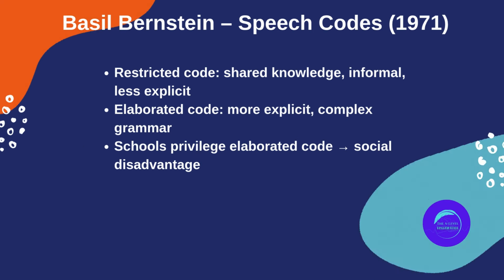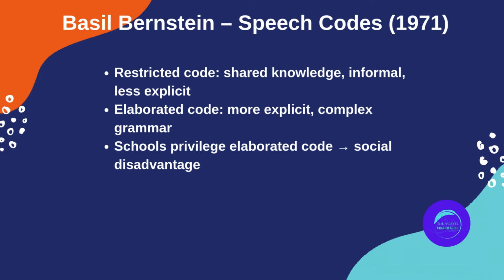Basil Bernstein proposed 2 speech codes, restricted and elaborated. Restricted code is more common in working-class families. It relies on shared knowledge, fewer words, and informal structure. Elaborated code is used more by middle-class speakers. It's more explicit, grammatically complex, and detailed. Bernstein argued that schools tend to favour elaborated code, which can disadvantage working-class students. This theory links language to power, education, and social inequality.